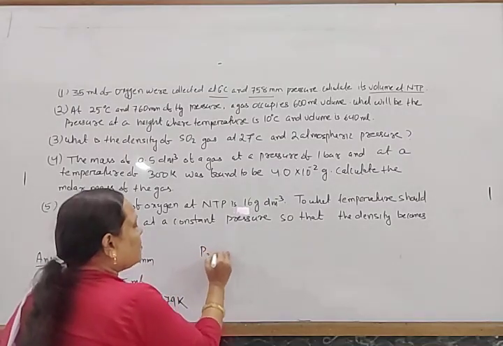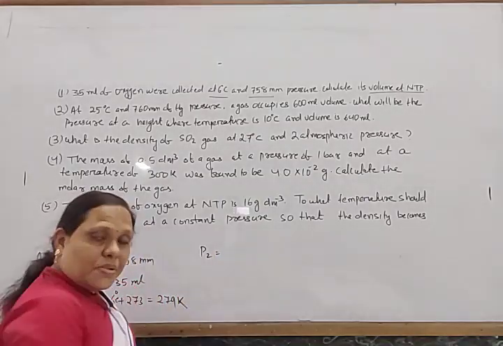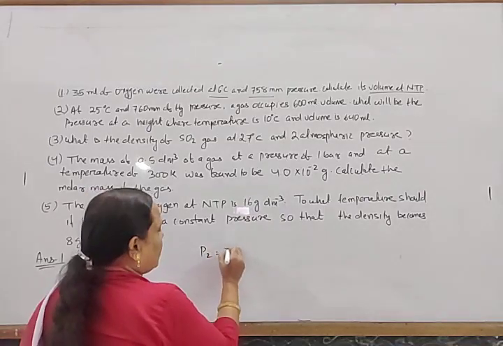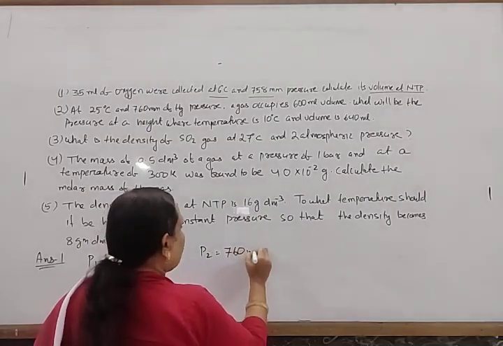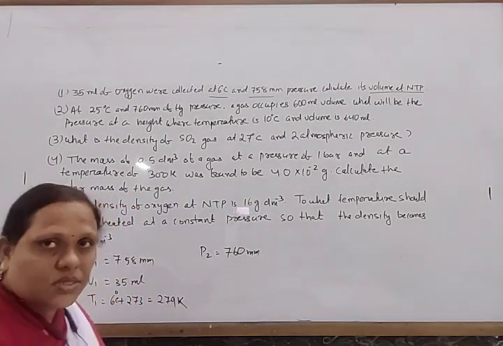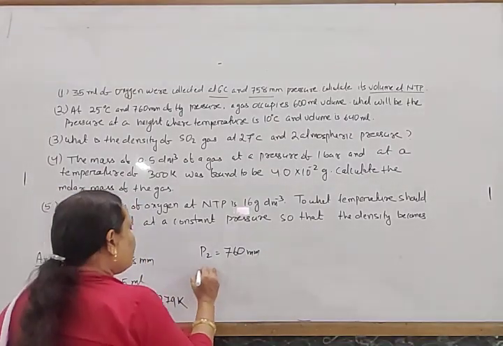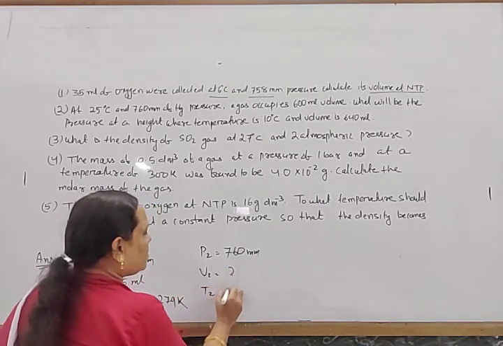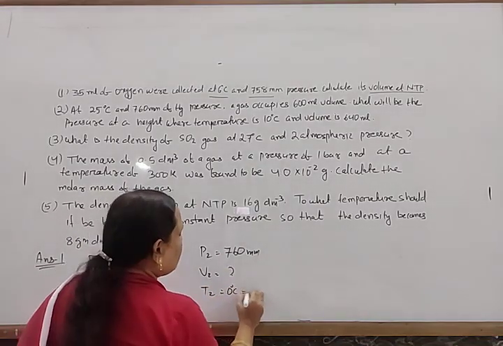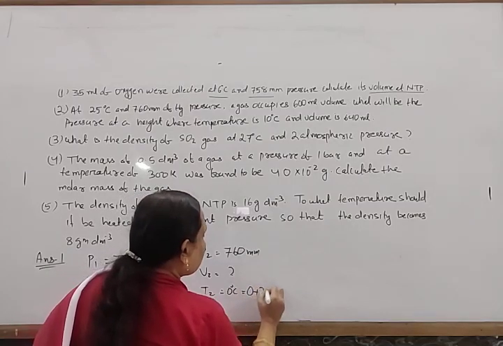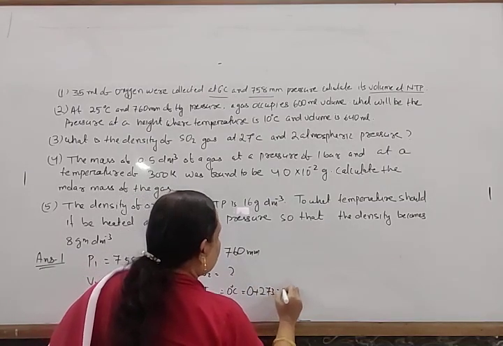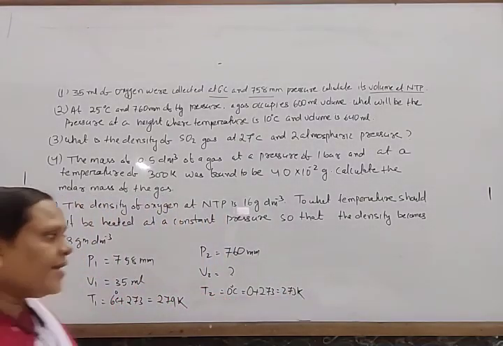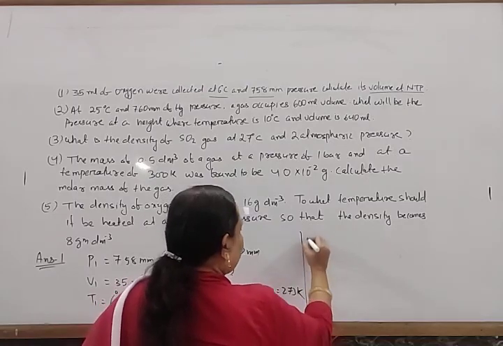And P2 at NTP. NTP means normal temperature and pressure. So here P2 is equal to 760 mm pressure. The NTP condition is fixed, and you have to find out the volume. At NTP the temperature is 0 degrees Celsius, that is 0 plus 273, which is 273 Kelvin. Next, what is the value of V2?